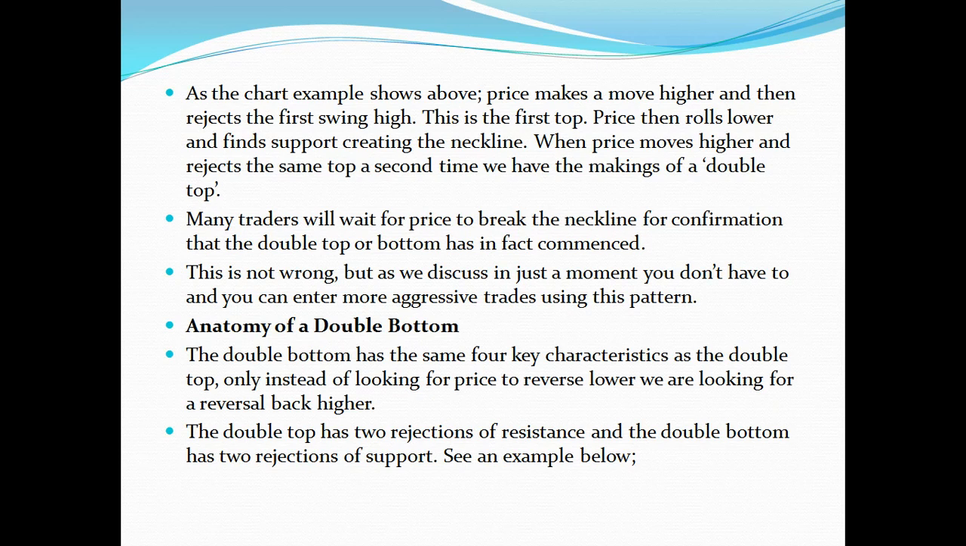Anatomy of double bottom. The double bottom has 4 key characteristics, the same as the double top, only instead of looking for the price to reverse lower, we are looking for a reversal back higher. The double top has two rejections of resistance and the double bottom has two rejections of support. So you can compare or you can realize.